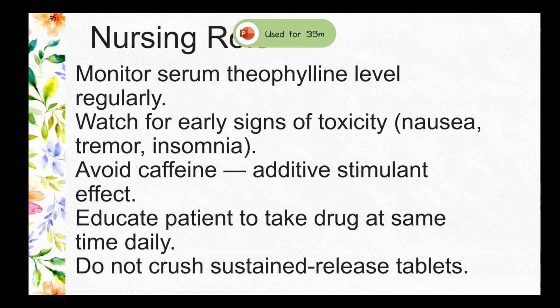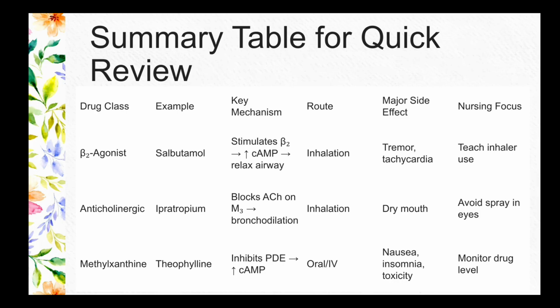Nurse's role: monitor serum theophylline level regularly. Watch for early signs of toxicity. Avoid caffeine due to additive stimulant effect. Educate patient to take the drug at the same time daily. Do not crush sustained release tablets. These are the nurse's roles you need to follow before giving this drug. So this is a quick summary. We have been discussing bronchodilators, which were classified into three types: beta 2 agonists, anticholinergics, and methylxanthines.